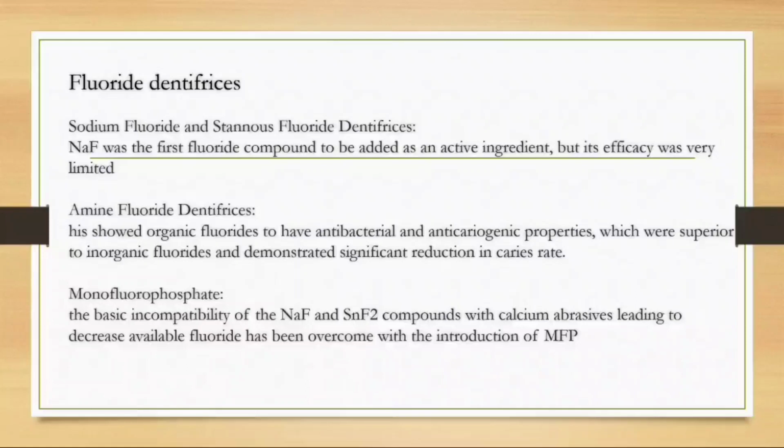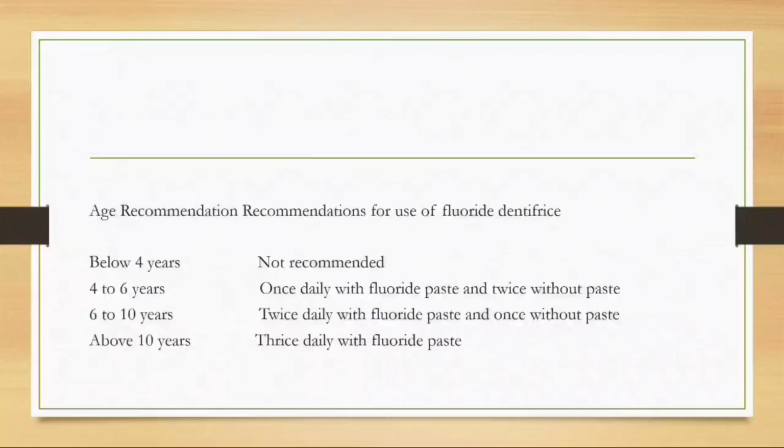Some toothpaste doesn't have a fluoride delivering agent. So here we are using amine fluoride dentifrices or monofluorophosphate. So this becomes a fluoride delivery agent. These are the key components in the toothpaste which deliver fluoride. Most of the herbal toothpastes don't have fluorides. Age recommendation for fluoride dentifrices: below 4 years not recommended, 4 to 6 once daily, 6 to 10 twice daily, and above 10 thrice daily with fluoride paste.